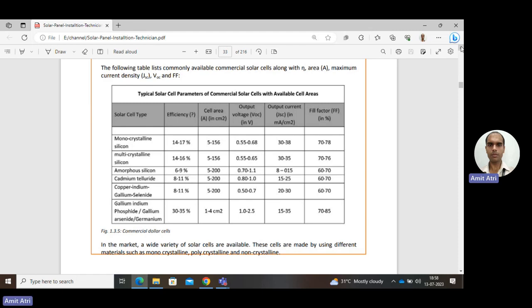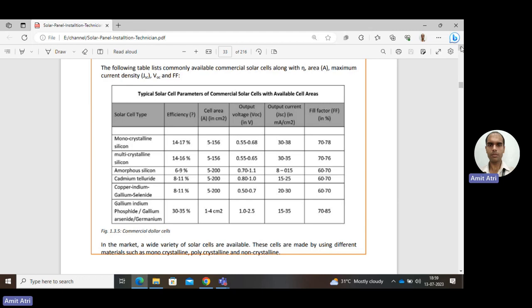Copper, indium, gallium selenide, efficiency 8 to 11%. Cell area 5 to 200. Output voltage 0.5 to 0.7. Output current 20 to 30 milliampere per centimeter square, and fill factor 60 to 70%.